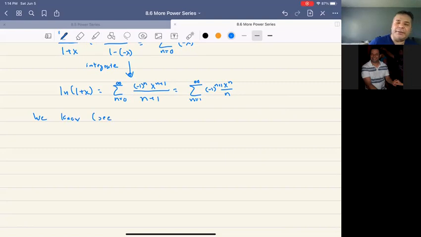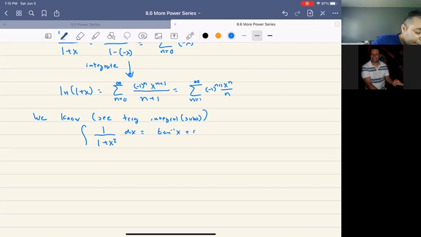Look at, I can't remember the section, but trig integrals and subs. We know that the integral of 1 over 1 plus x squared dx is just the arctan of x plus a c, okay? But now arctan of 0 is 0, so that's going to make things nicer for us. On the other hand, I can write this as a power series.